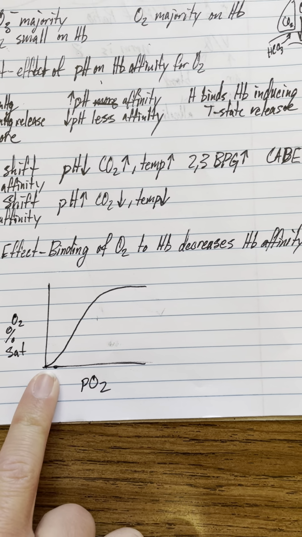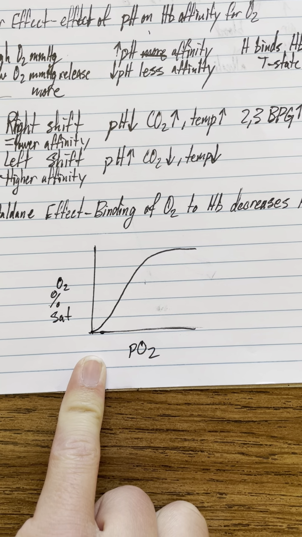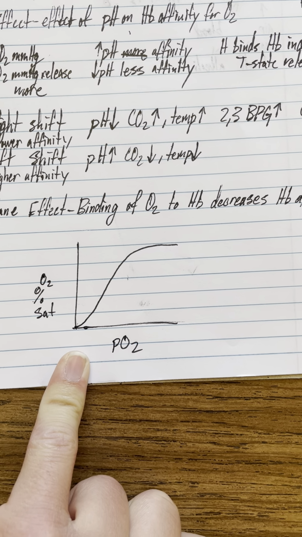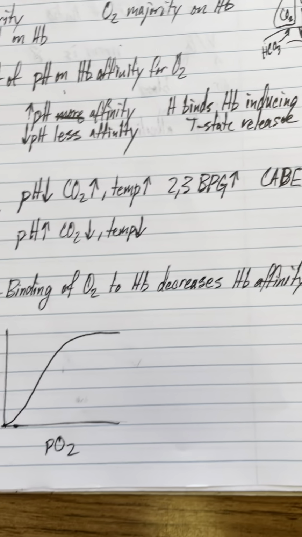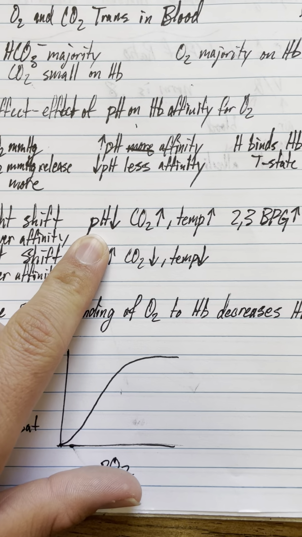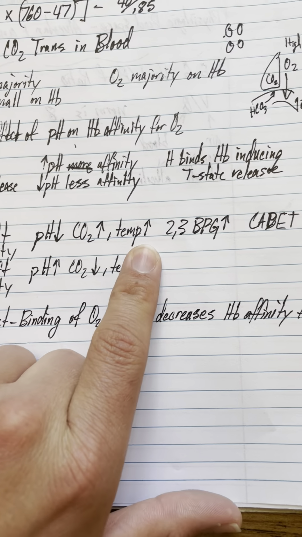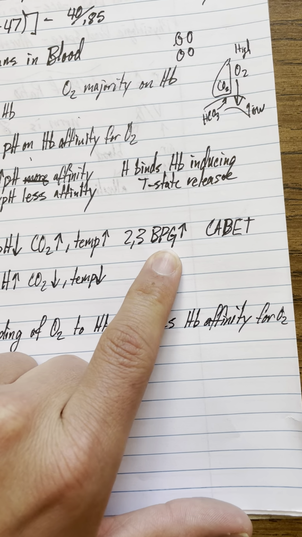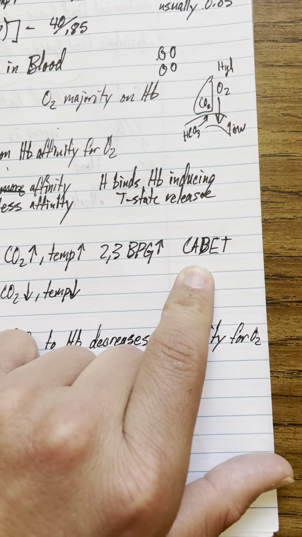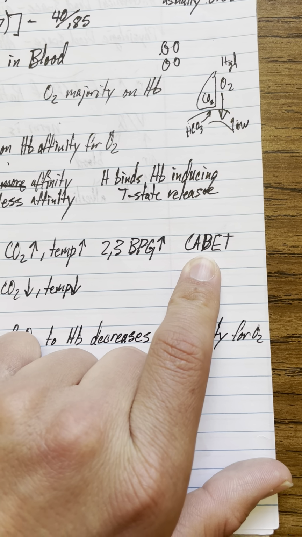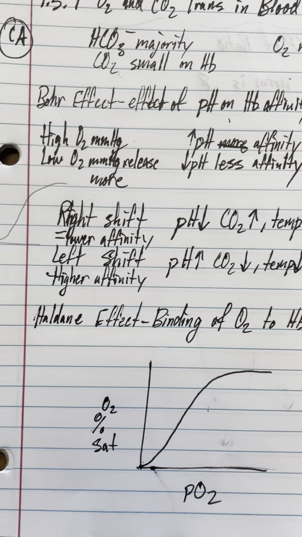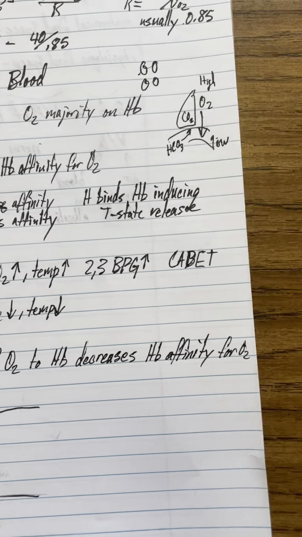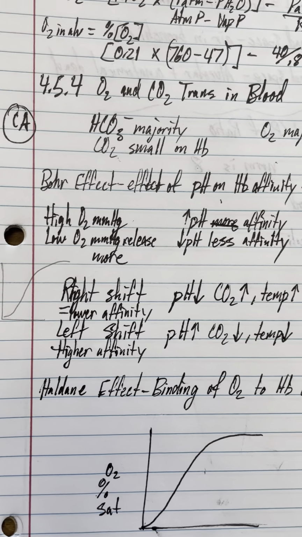This is the oxygen hemoglobin dissociation curve. A couple factors that influence the affinity of hemoglobin for oxygen are pH, carbon dioxide concentrations, temperature, as well as BPG. A good way to remember that is cadet or cabet for BPG. Let's say this is the Bohr effect.